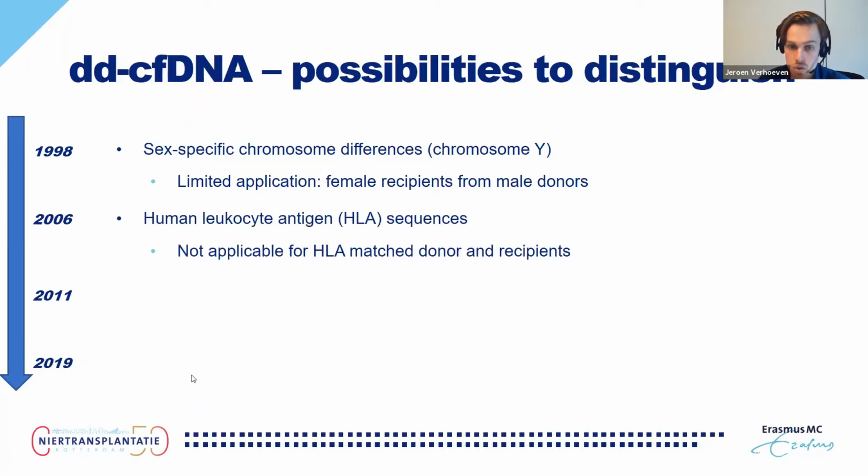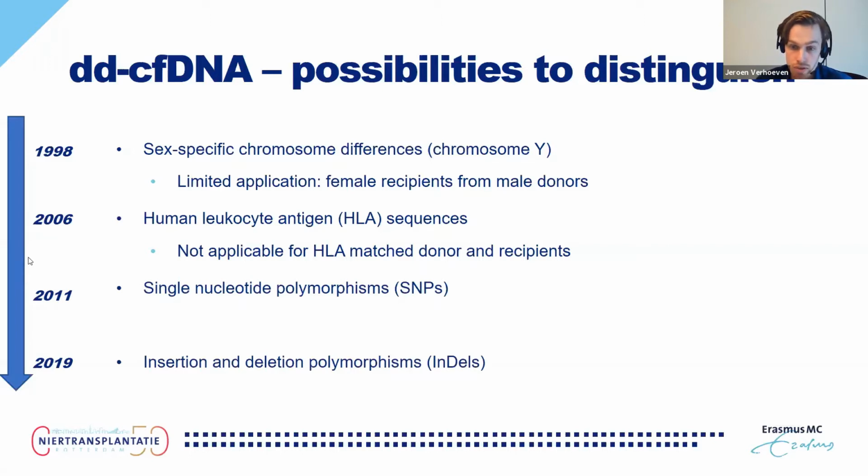And later, other possibilities were also used to distinguish the donor from the recipient, for example, by measuring human leukocyte antigen, HLA, sequences. But also with this method, it is not always possible to find differences in HLA, because we all know that in transplantation, the recipient and donors are matched based on HLA. So it can be difficult to find other HLA sequences.